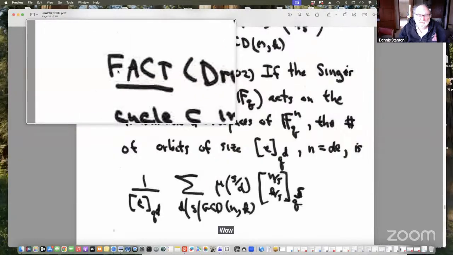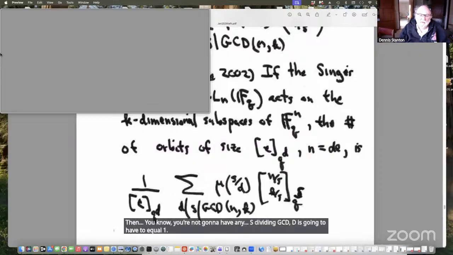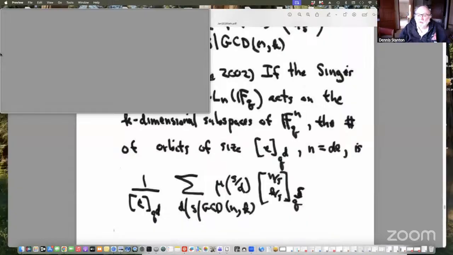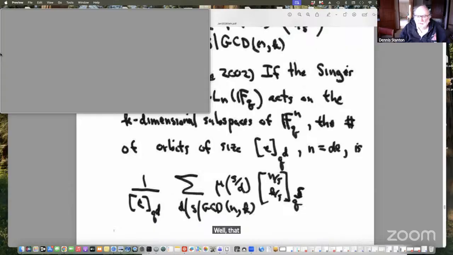Well, in particular, if n and k are relatively prime, then you're not going to have any s dividing the GCD. d is going to have to equal 1, s will equal 1, and you'll just get n choose k over n. That's what's called the rational Catalan number. So that's something that combinatorial people have spent a lot of time studying in terms of lattice paths. So this generalizes that when n and k are not relatively prime.